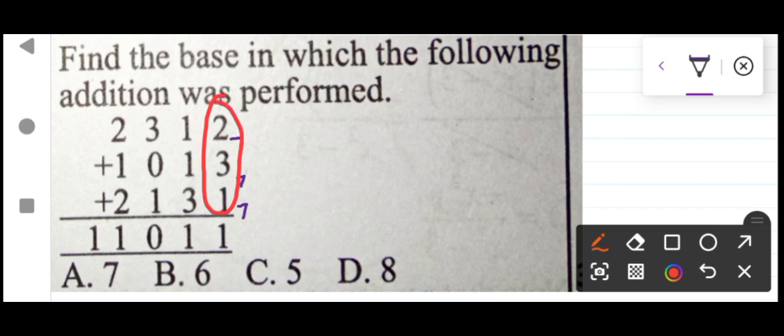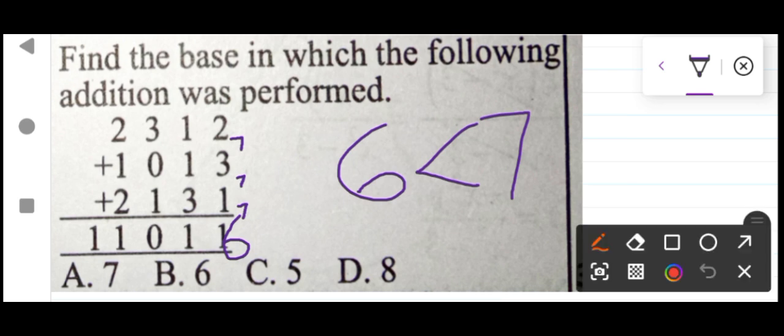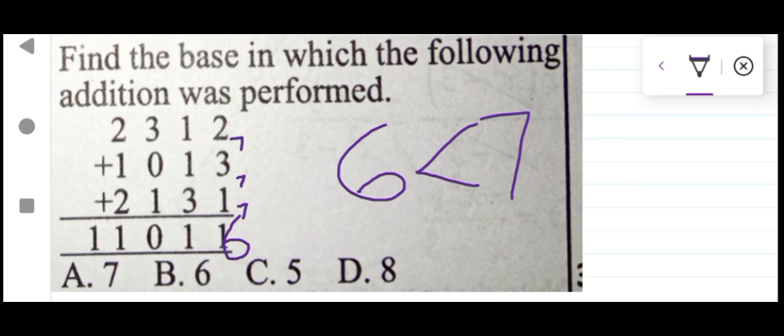So 2 plus 3 is 5, then plus 1 is 6. Now, because 6 is less than the base, the answer right here should be 6. But of course, the answer given to us is 1 and not 6. So base 7 does not work.